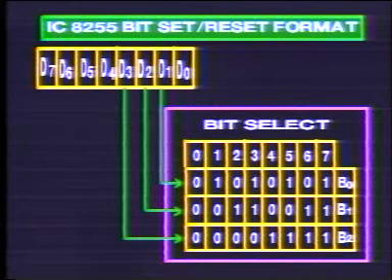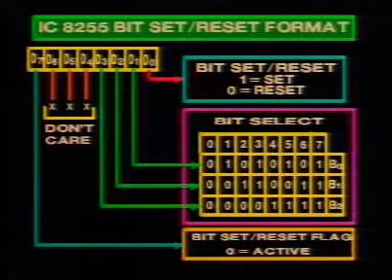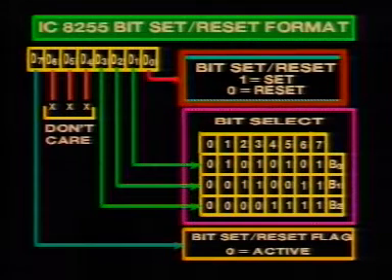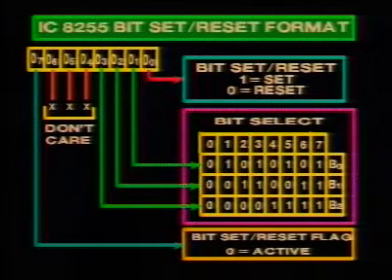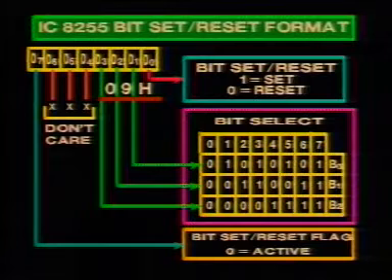The 3 bits D3, D2 and D1 select any one of these 8 bits. For example, to select PC4, D3, D2 and D1 will be 1, 0, 0. The selected bit is set when D0 is 1. It is reset when D0 is 0. Therefore, to set PC4, the control word works out to 09H. The move instruction loads 09 into accumulator. The out instruction transfers it to the control word register.